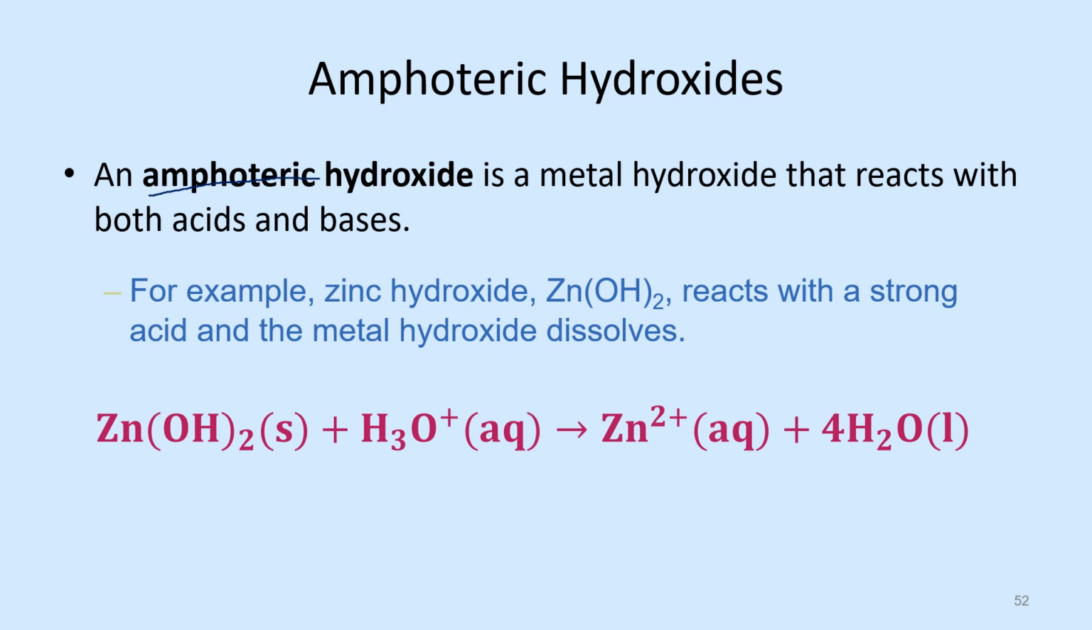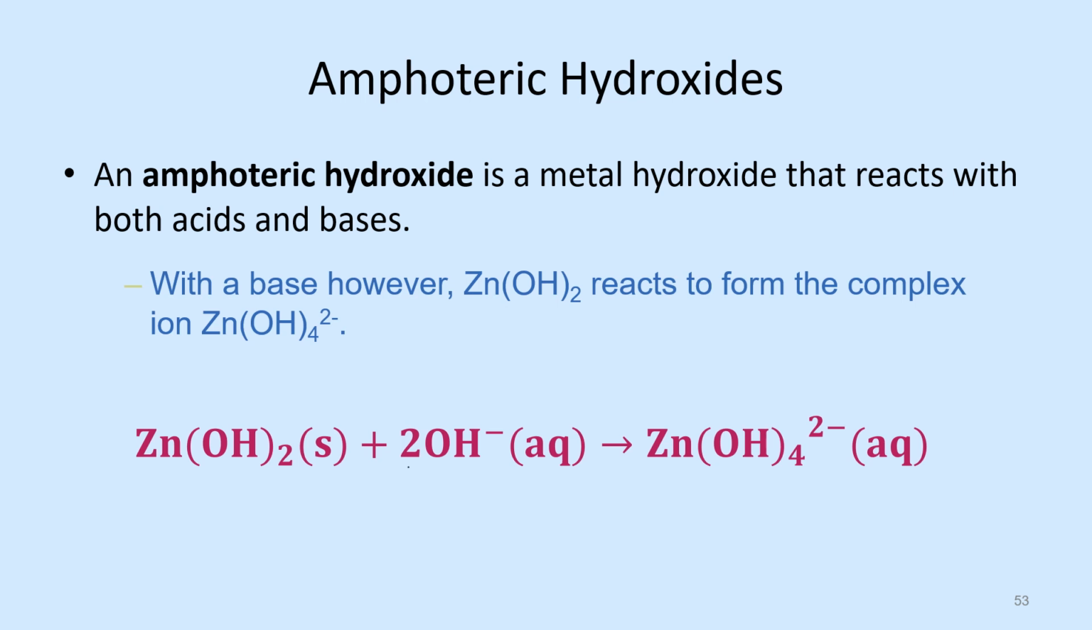So for example, zinc hydroxide, now this is not an ion, but zinc hydroxide can react with strong acid. So what happens there, the acid pulls the hydroxides off the zinc, forming the zinc ion. So zinc hydroxide can react with acids. But what happens if zinc hydroxide reacts with a base?